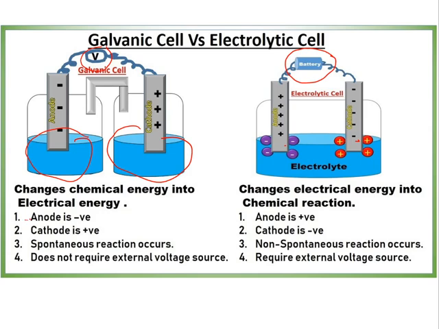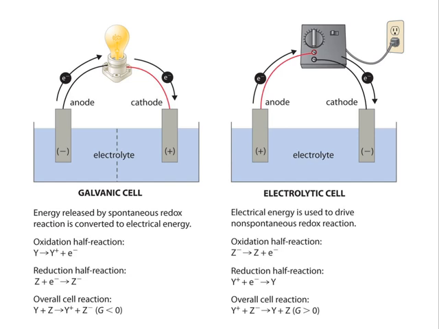Then on this side, the anode is positive and the anode here is negative. The cathode is positive and the cathode here is negative. So you have a non-spontaneous reaction and a spontaneous reaction. So this does not require any external source of voltage and this requires a source of voltage. Okay, so there are some differences that you can look up and understand this a bit more. The key point is that this is a non-redox reaction and this is a redox reaction.